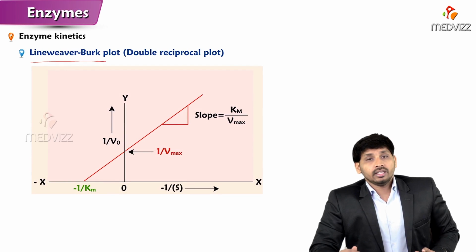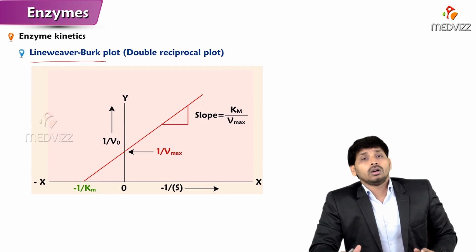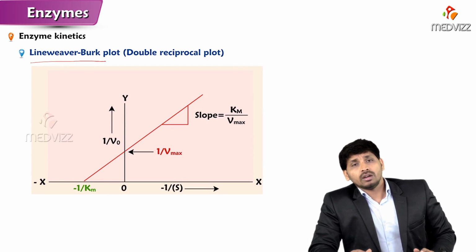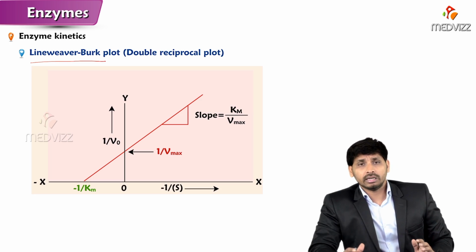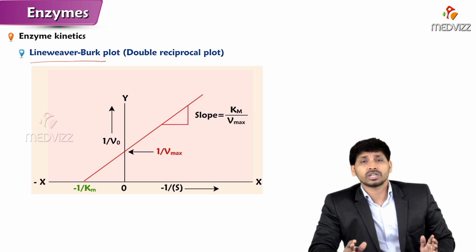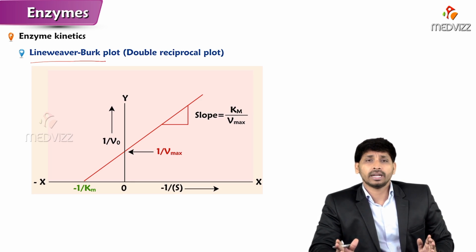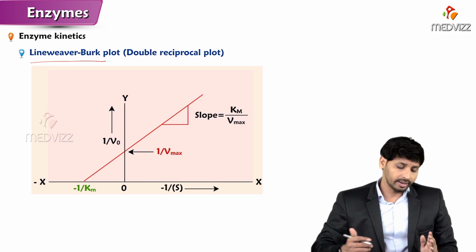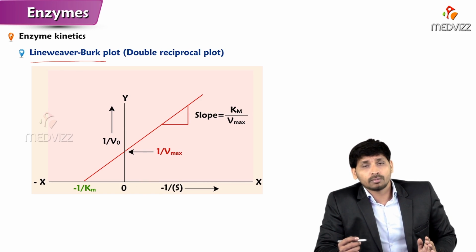Hello everyone, in this video we'll be talking about enzyme kinetics part 2. In enzyme kinetics part 1 we discussed the Michaelis-Menten constant and the effect of substrate concentration on the rate of reaction of the enzyme, right? We also discussed how to derive the Michaelis-Menten constant. Today in this video we'll be talking about the Lineweaver-Burk plot.